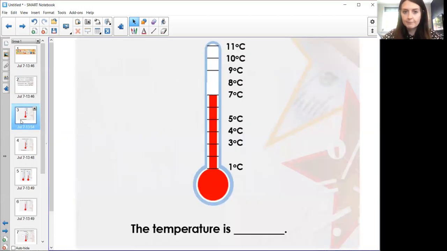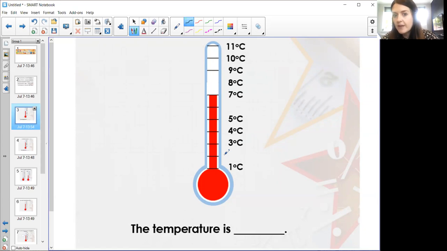So the first one, we've got the temperature is. So we're trying to work out what the temperature is. The first thing I need to do is look at what the numbers are going up in. So it starts with the number 1, then we've got a missing number, and then we've got the number 3. So 1, 3, 4, 5, 7, 8, 9, 10, 11. So what's it going up in?